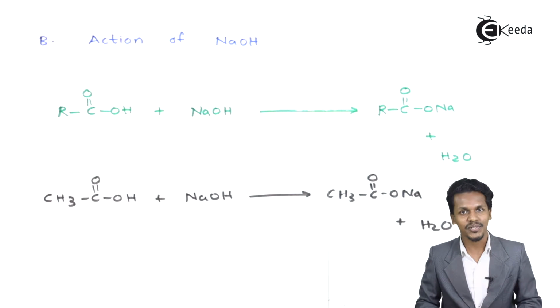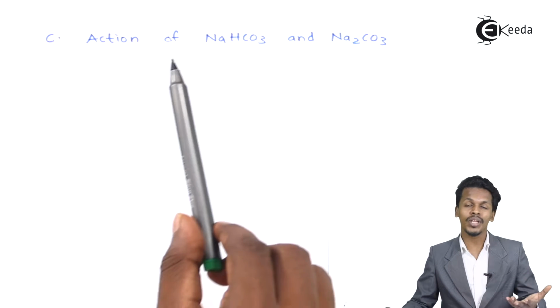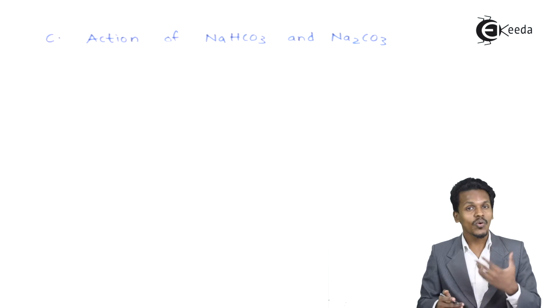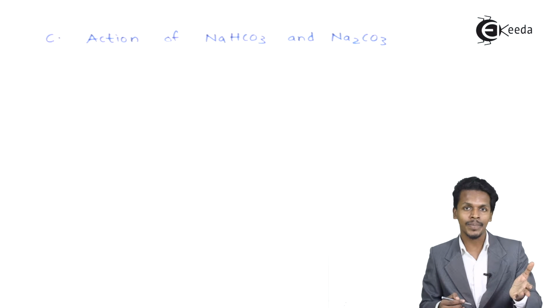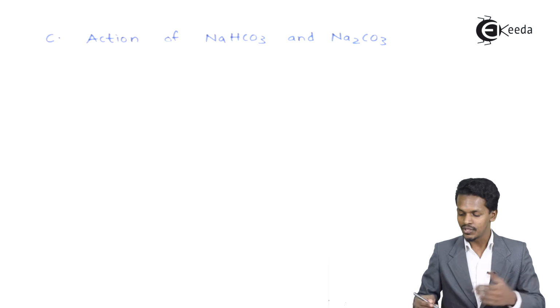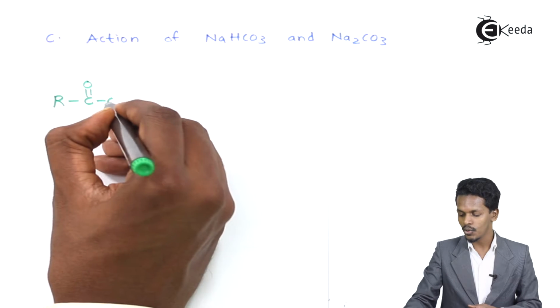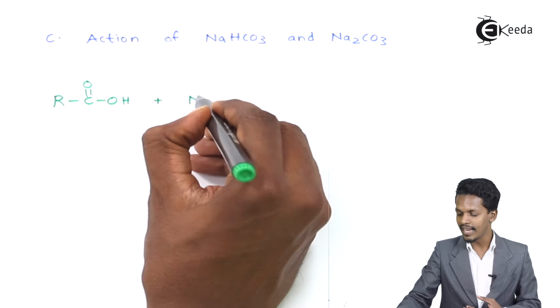So now let us move on to the next one. The next is the action of NaHCO3, that is sodium bicarbonate, and Na2CO3, that is sodium carbonate. What is the action of sodium bicarbonate, as well as of sodium carbonate, on the carboxylic acid? This is what I'm going to represent with the help of a general reaction. For example, if I'm representing RC double bond OH as the carboxylic acid, and suppose this is reacted with NaHCO3.